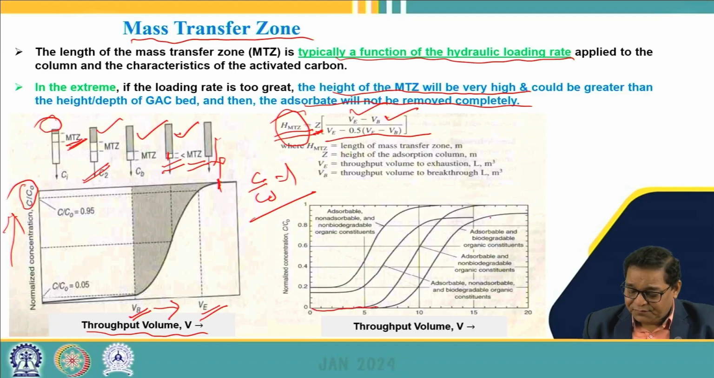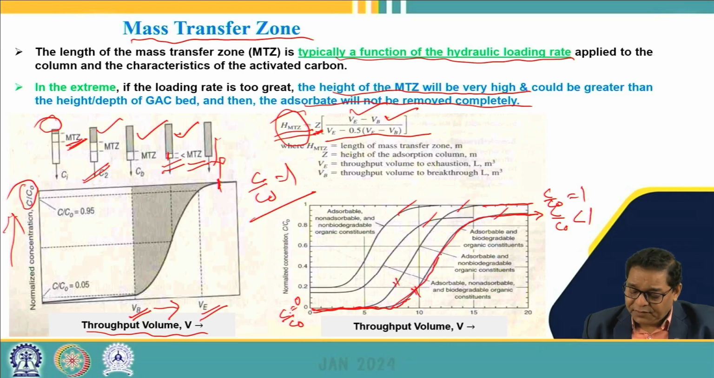Here we see there are four different types of breakthrough curve, and in these two cases, C by C0 becomes equal to 0 for these two curves. It means whatever adsorbate is present, it is completely adsorbable in nature, so it will be 100% adsorbed. If we analyze the end point, one finishes at a point where C by C0 is lesser than 1, and for this curve C by C0 is equal to 1.